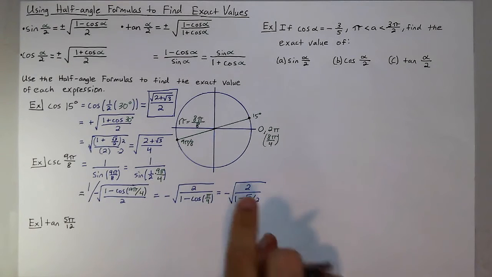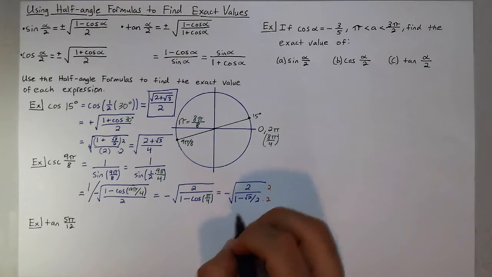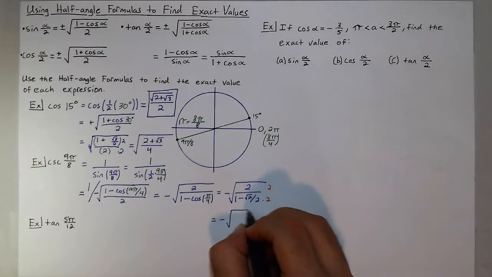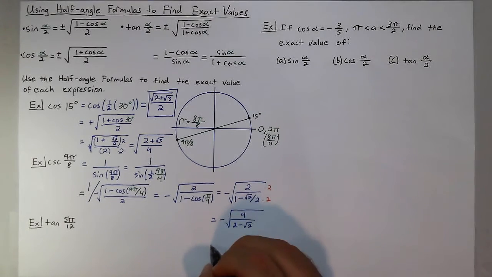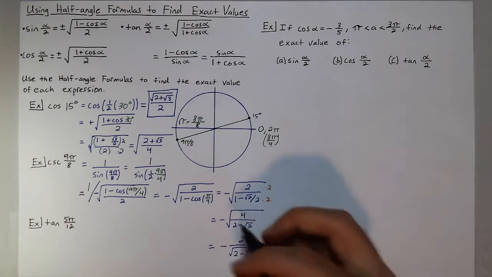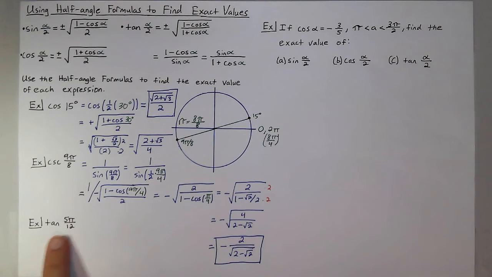And again, if I want to simplify that complex fraction, I'll multiply the numerator and denominator of it by 2. Which will give me negative the square root of 4 over 2 minus the square root of 2. 4 is a perfect square, so I end up getting negative of 2 over the square root of 2 minus the square root of 2. Now, I definitely took up some space from my next example, but I won't need as much space for this one.